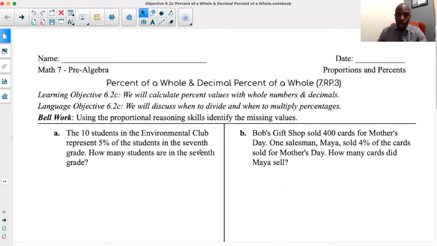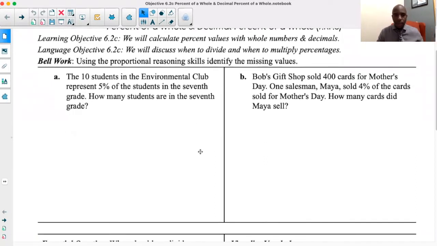At this time, please pause the video to begin to work on the bell work. I need you to identify the missing values here. You'll see we have 10 students in the environmental club as well as Bob's gift shop. Pause the video and work on that.